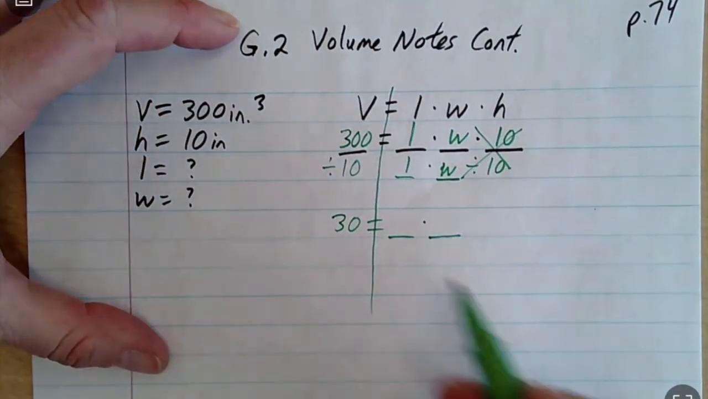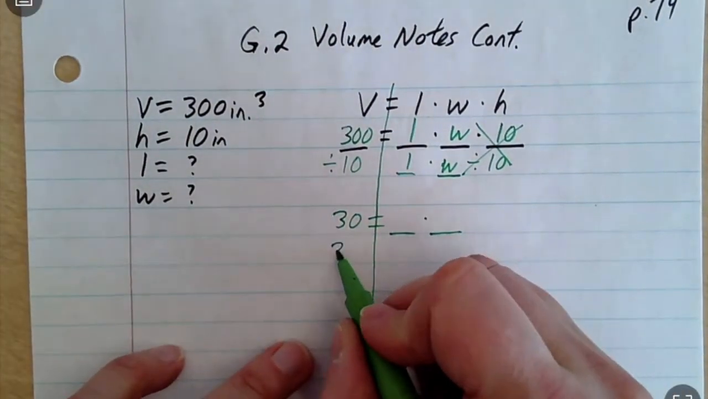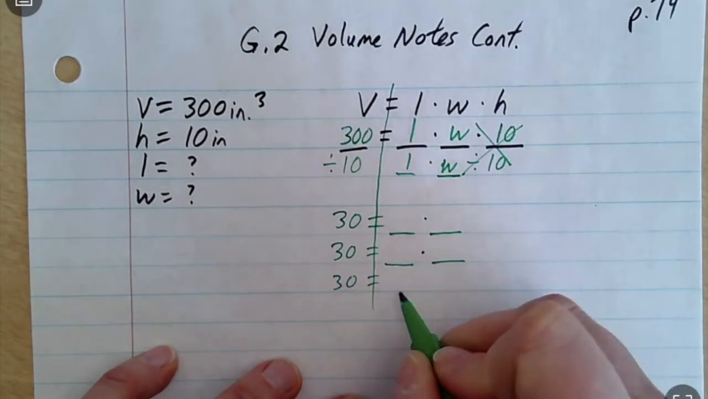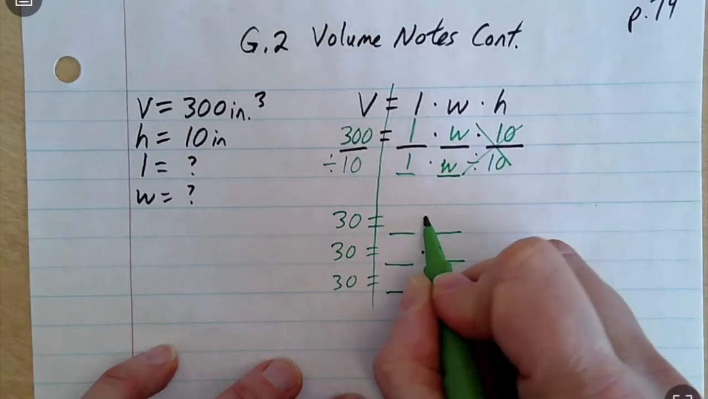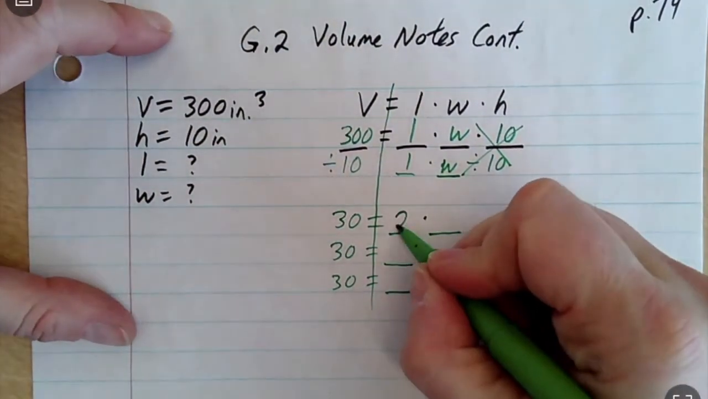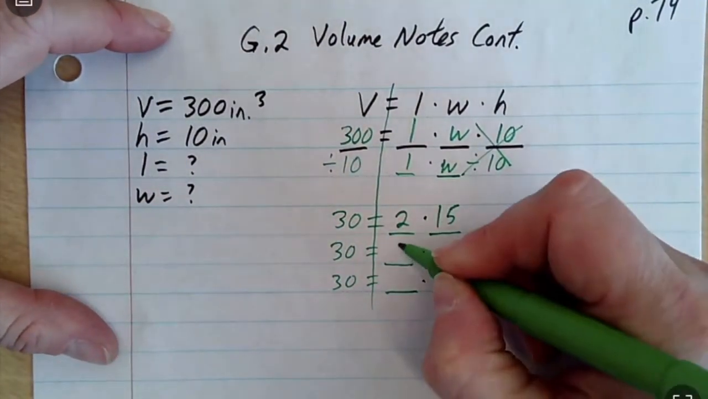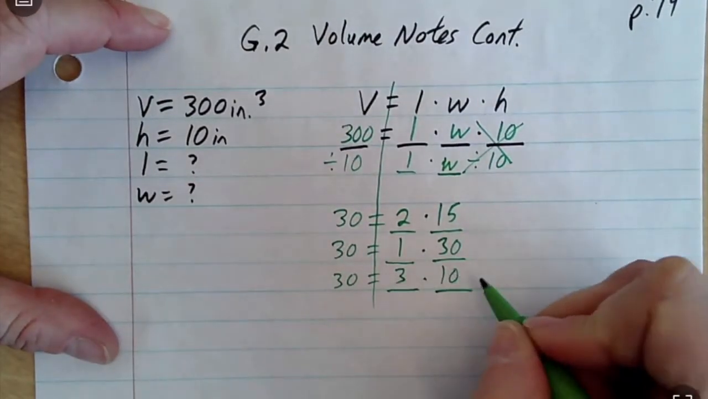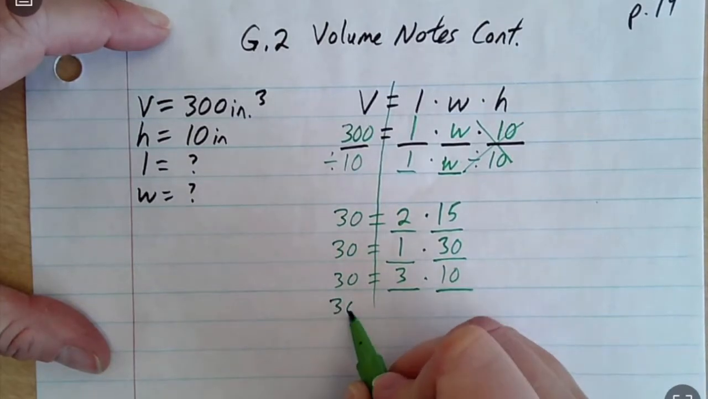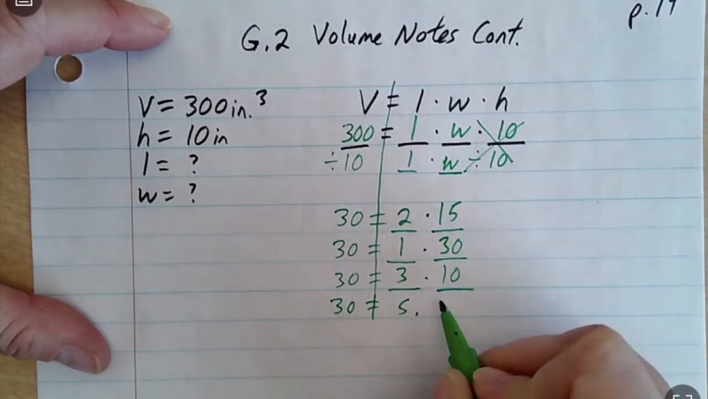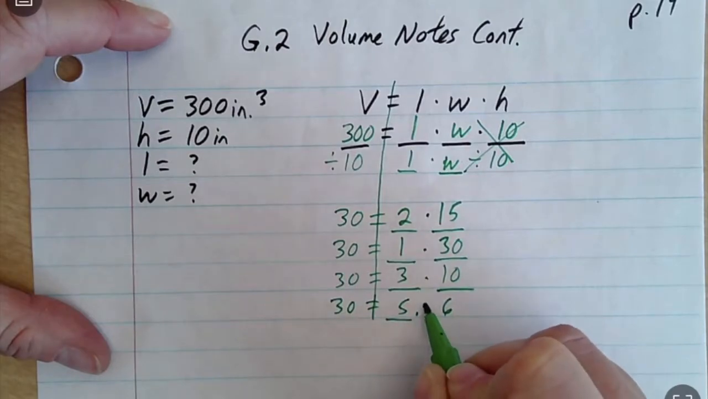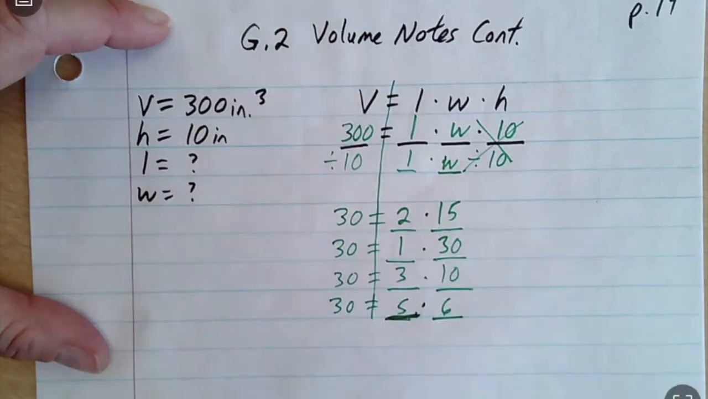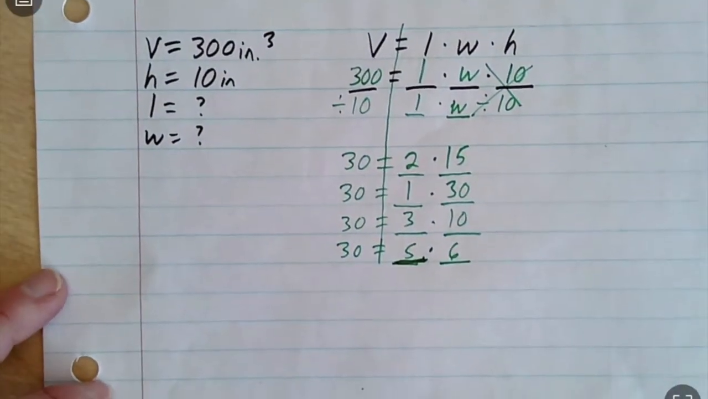There's more than one thing that could have a length and width to give us 30. There's several examples that would give us 30 for a length times a width. They're not all the exact same, but some of them you could say 2 times 15. You could say 1 times 30, 3 times 10. There's another one that would give you 30. You could say 5 times 6. I didn't mean to make that look like a decimal. That's a line. 5 times 6. Those are all ways to give us 30.